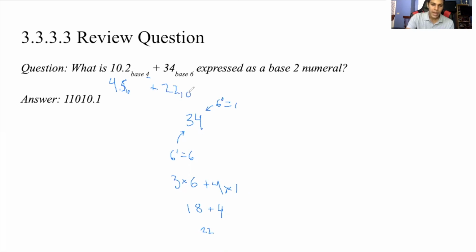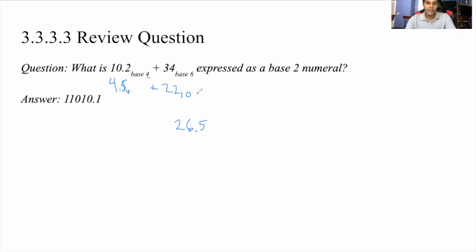All right, so now we have our numbers all converted to base 10, right? So now we just have to do the operations on them. So add 4.5 to 22, and if we add that, that gives us 26.5. All right, so now that we have this converted to base 10, we need to convert it to a base 2 numeral, right?